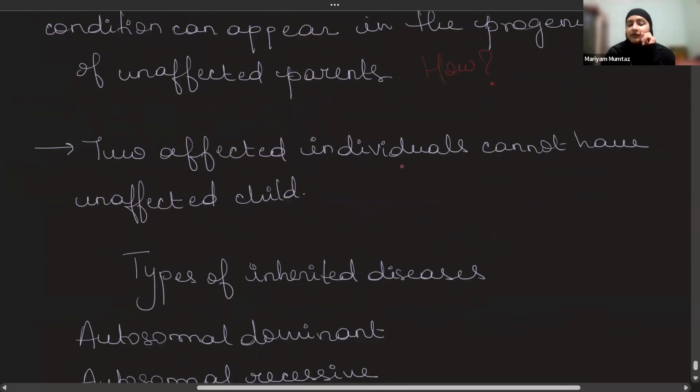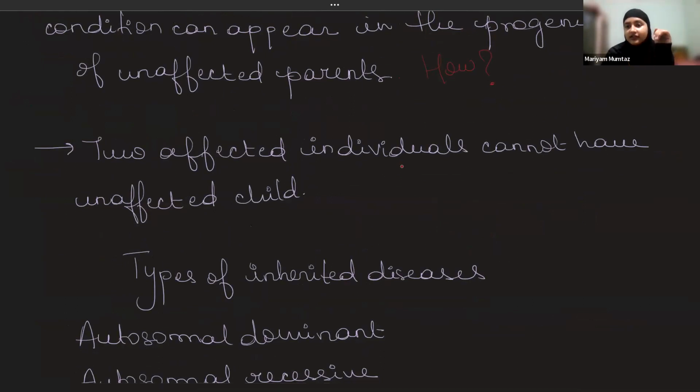Now, two affected individuals cannot have an unaffected child. For example, if the mother and the father, both of them are affected with some sort of Mendelian disorder, it is inevitable, and that child will definitely 100% inherit the disease. It's not possible that they can have an unaffected child.